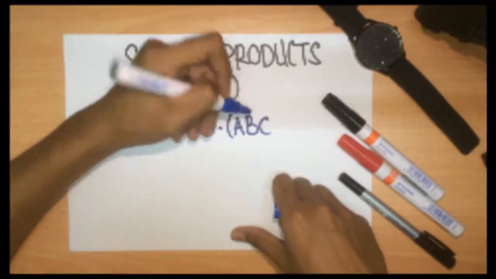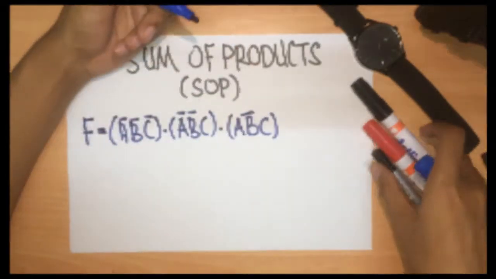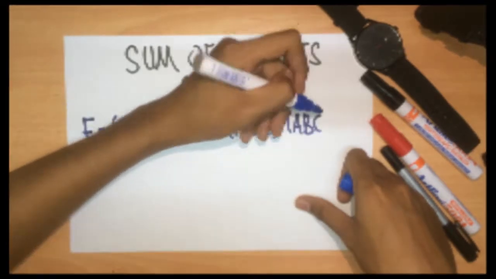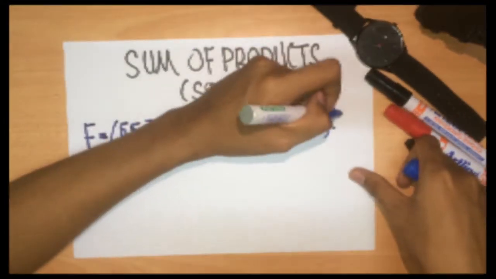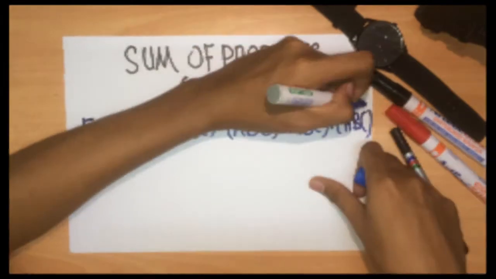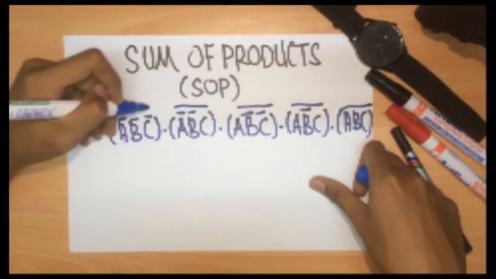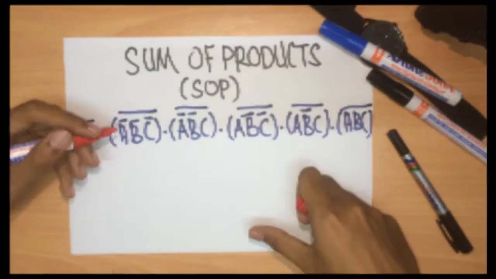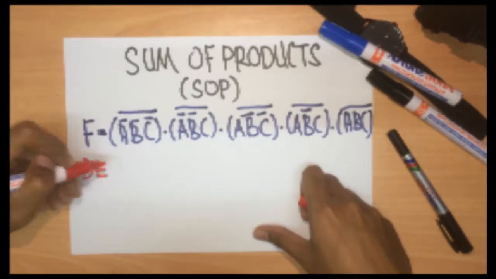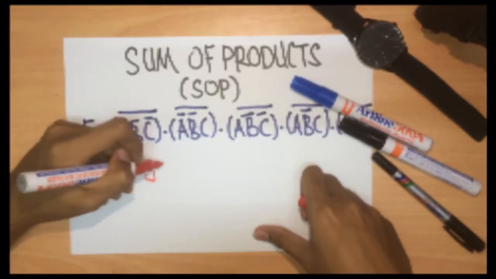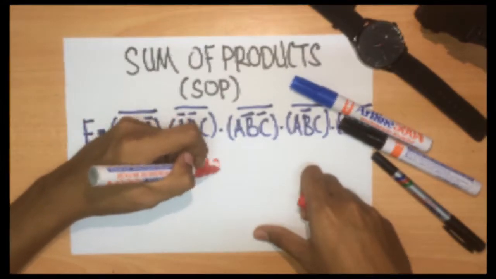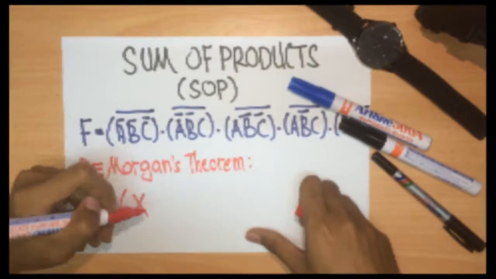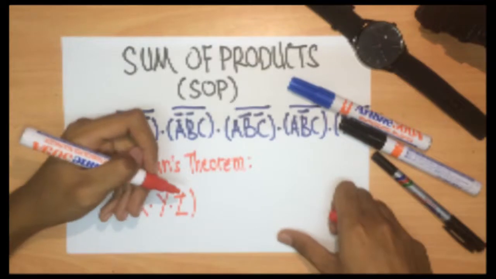So let's go to sum of products. The sum of products form expresses that the output is 1 if any of the input combinations that produce 1 is true. We can also say that the output is 1 if none of the input combinations that produce 0 is true. Thus, this formula can be written using a generalization of De Morgan's theorem.